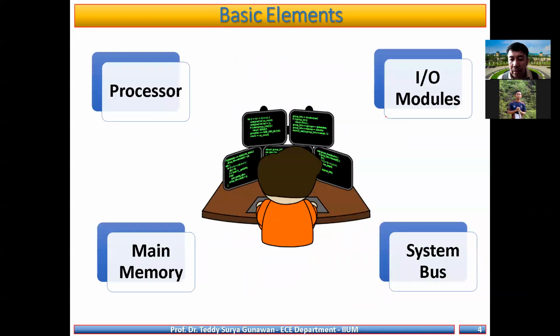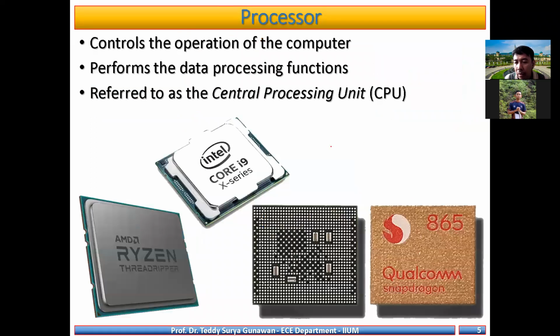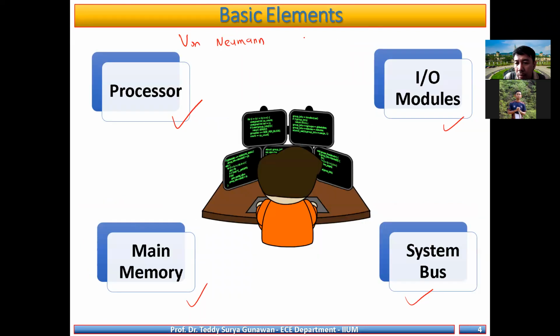So this is the basic element of processors. This is like a von Neumann machine, von Neumann architecture. You have processors, main memory, I/O modules, and system bus. This one is popular because of its simplicity. Then you can interconnect with the I/O modules. If you can see here, you have the CPU or processor, then you have memory, then various I/O, and then this one is the system bus.